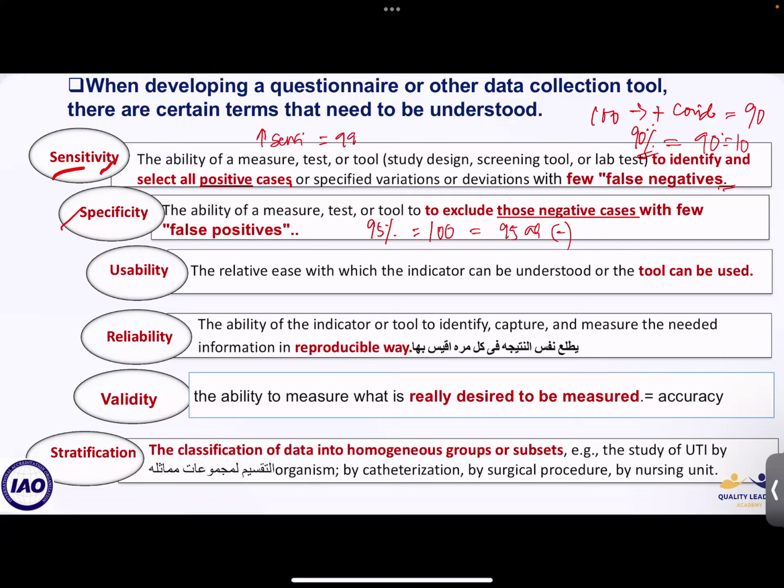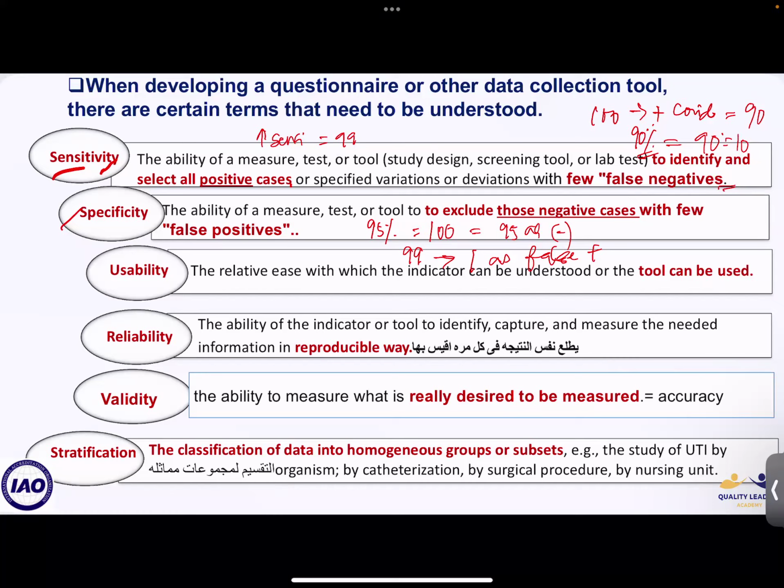If specificity is 99%, how many negative cases will it exclude? 99%. It will exclude 99 negative cases, leaving only one as a false positive. Okay, clear, Dr.? Is it clear, or should I repeat again? No, it's clear.